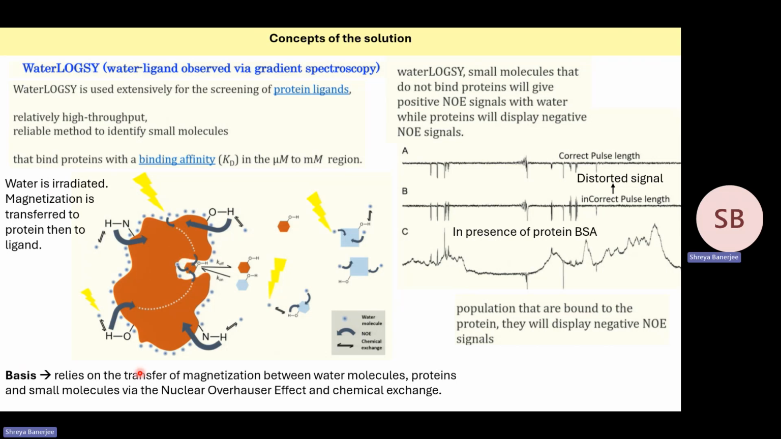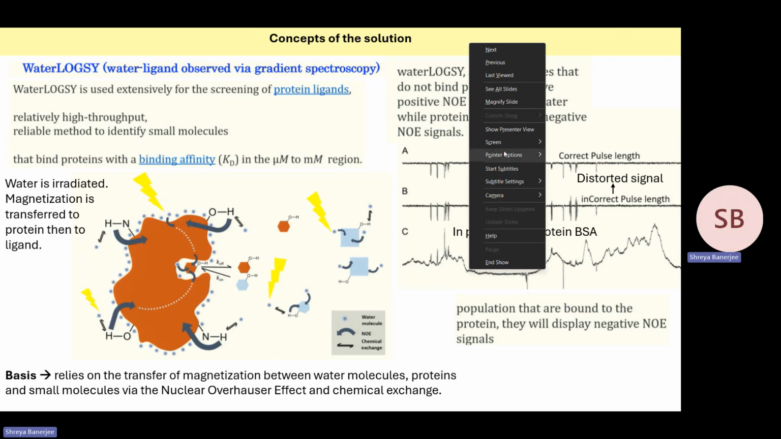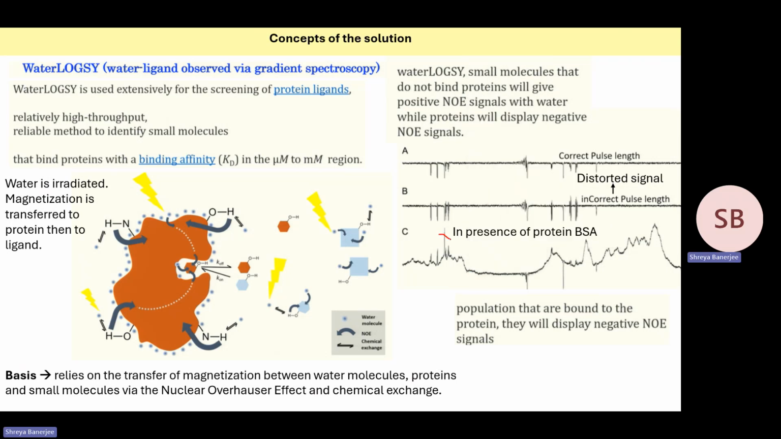So the basis of this method is the transfer of magnetization from water to protein to the ligand via the nuclear Overhauser effect, or NOE, and chemical exchange. In WaterLOGSY, suppose you have a spectrum in the absence of the ligand and in presence of the ligand. What is observed is that small molecules that do not bind protein give positive NOE signals. So this positive signal means it's not binding.